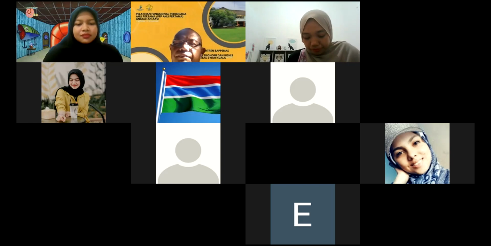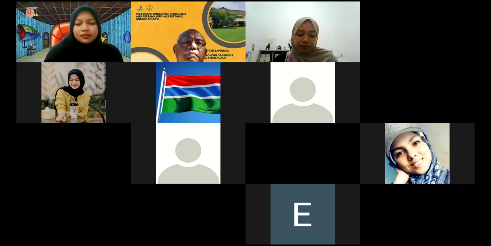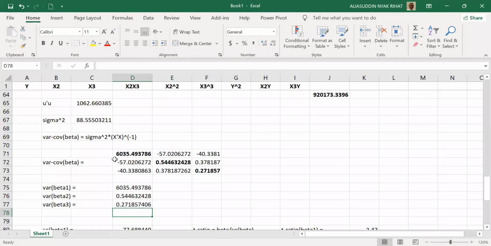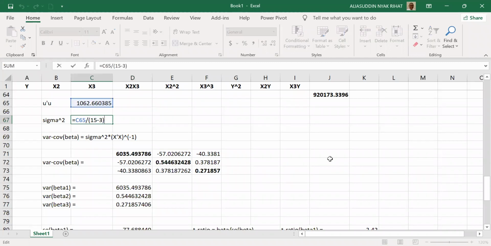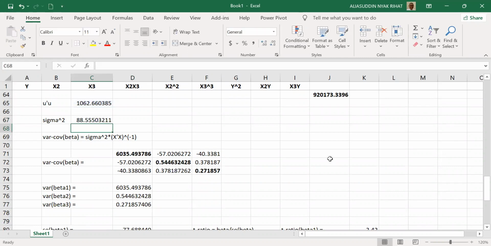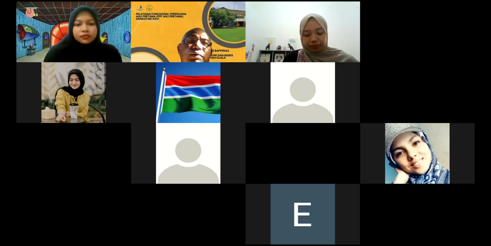No question? In the formula you have sigma square divided by n minus k, but you just copied sigma square and you did not divide. Okay, let me show you. Here sigma square, I already divided by n minus k, 15 minus 3. Okay, you see? Okay, this is correct, right? Any problem? No problem. Understand.